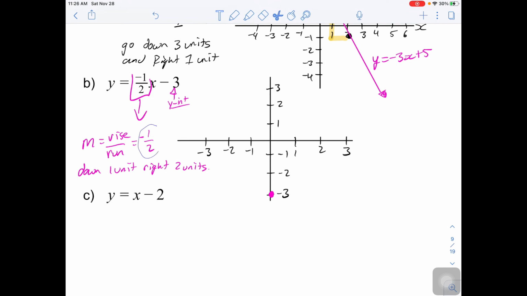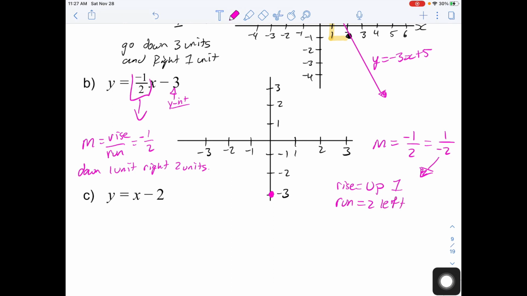So instead of following these instructions here, what I'm going to do is represent my slope instead of -1/2 as 1 over -2. Why is this useful? Because now my rise is up 1. Up 1. And then my run, which is on the bottom, is now 2 to the left. And now I can use my graph more effectively.